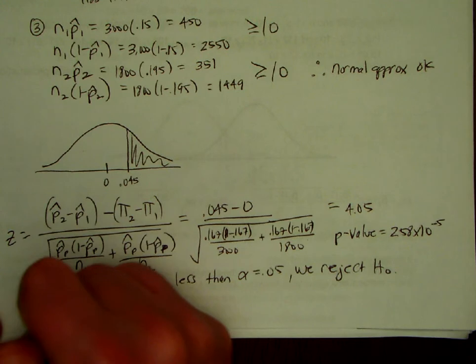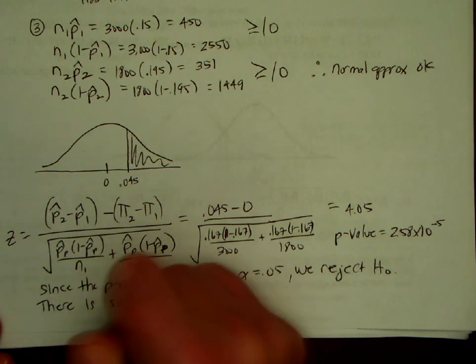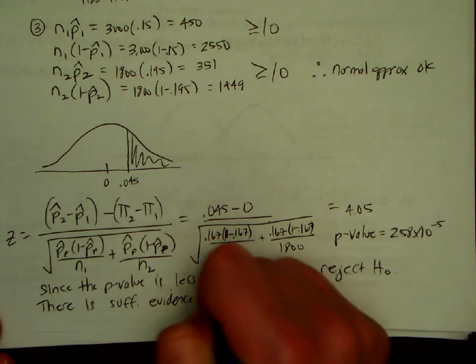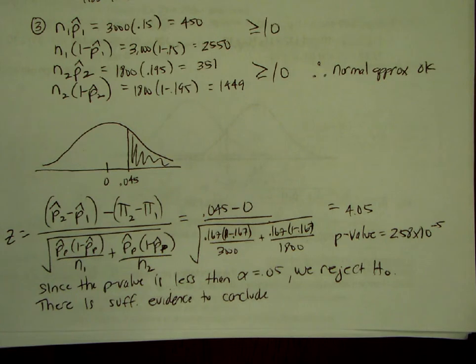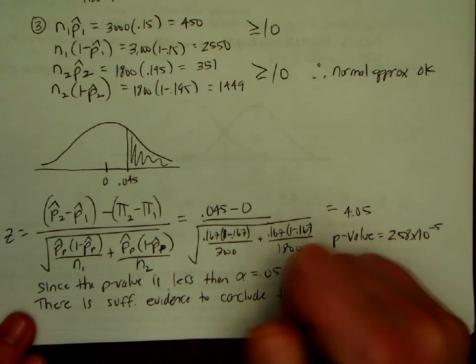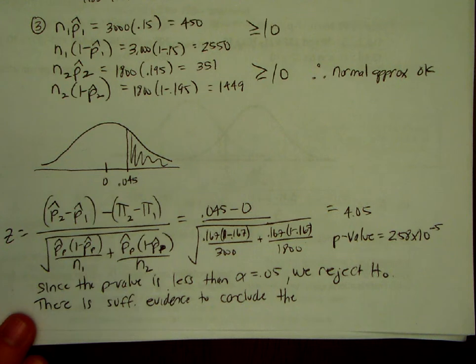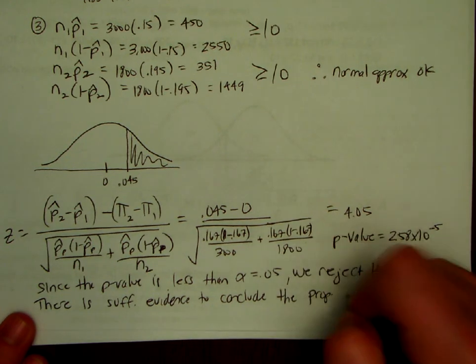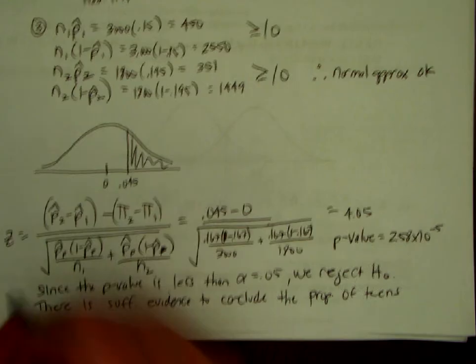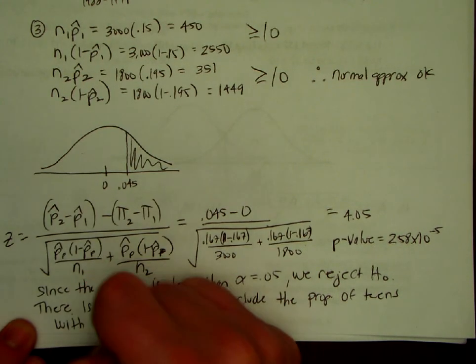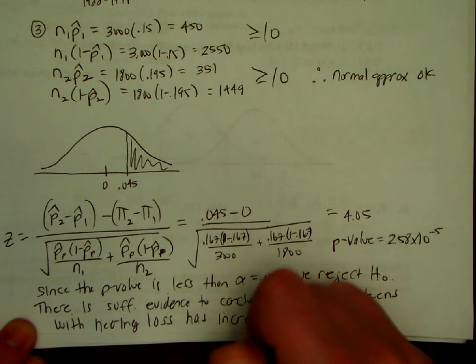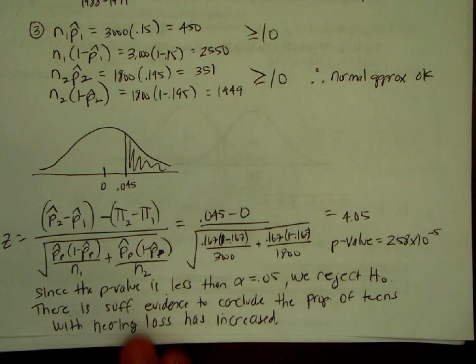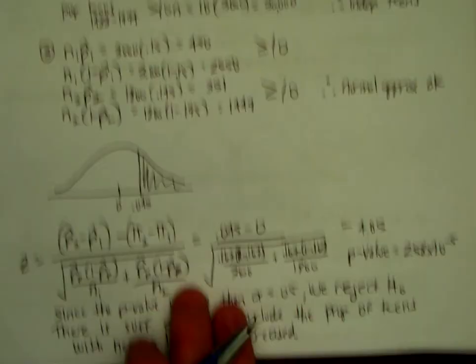And now I just look at the sentence they started with. There is sufficient evidence to conclude. And what are we trying to conclude? It says that the proportion of teens with hearing loss has increased. Proportion of teens with hearing loss has increased.